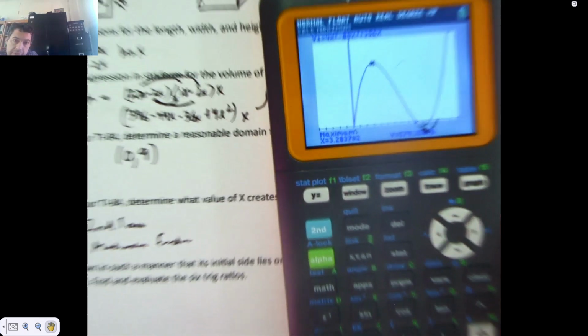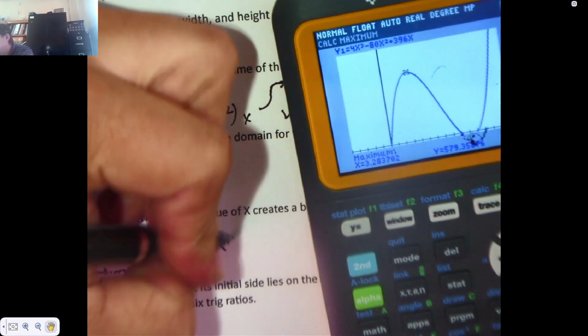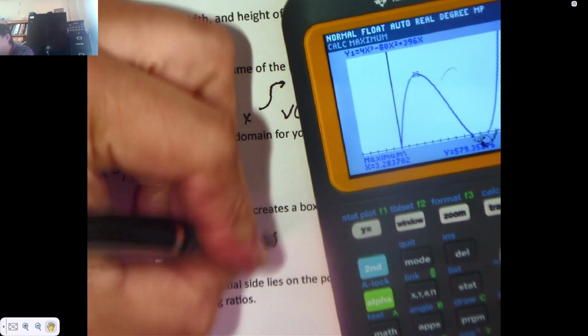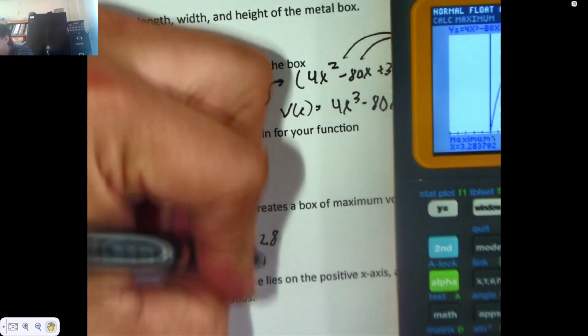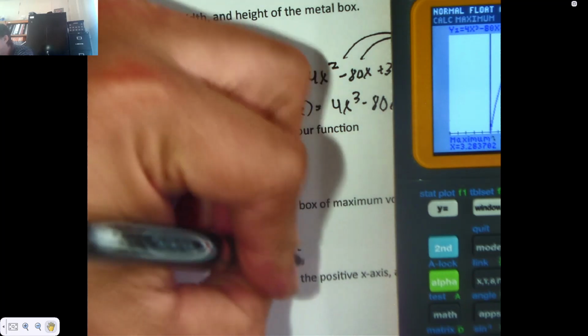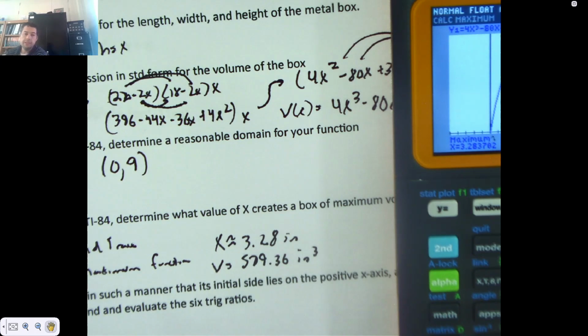Looks like the x value is about 3.28. And the volume is about 579.36. And that's in cubic inches. It's volume. So that's how you do 15.